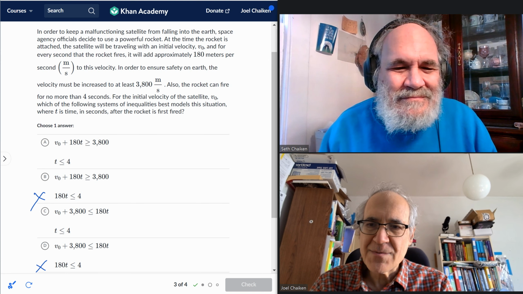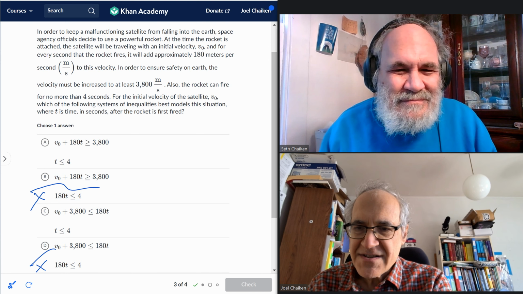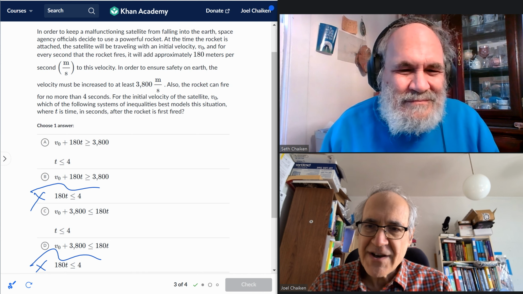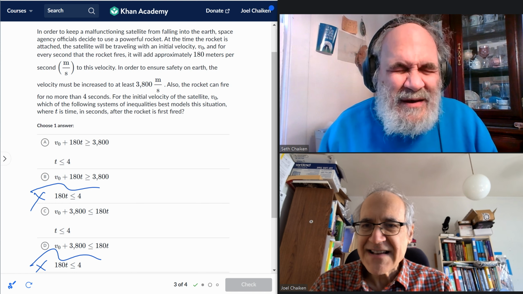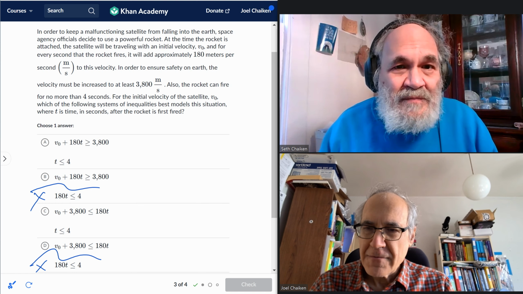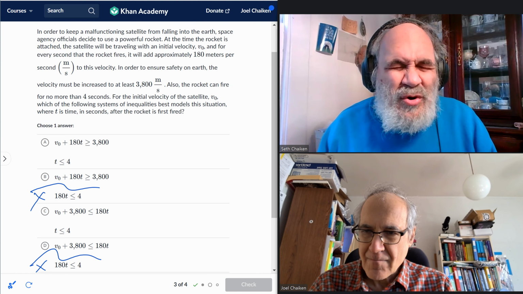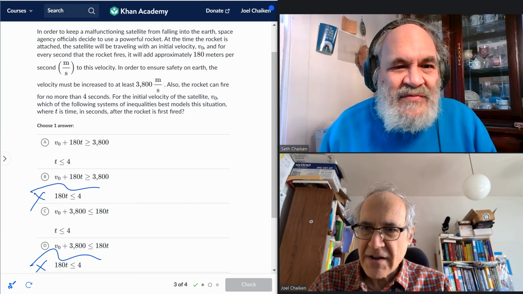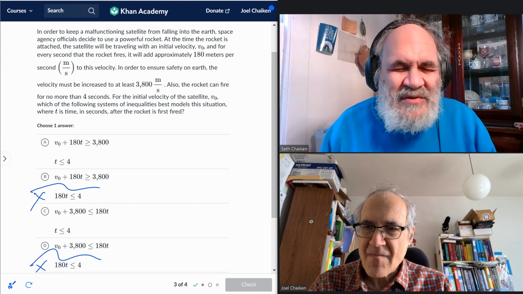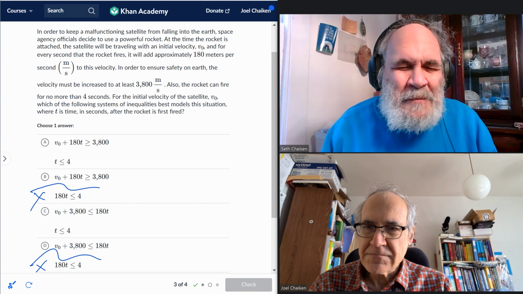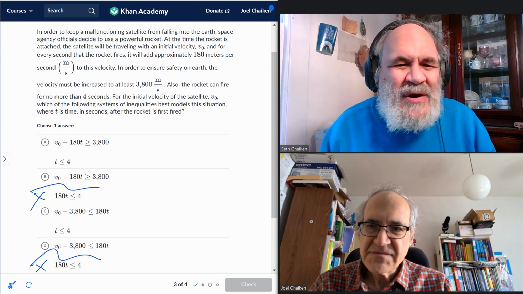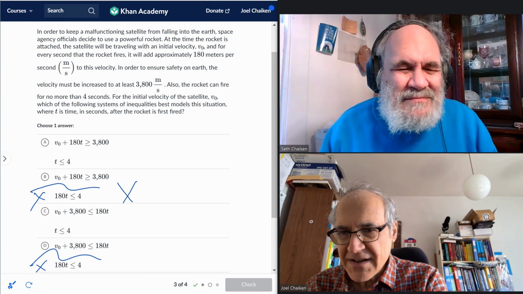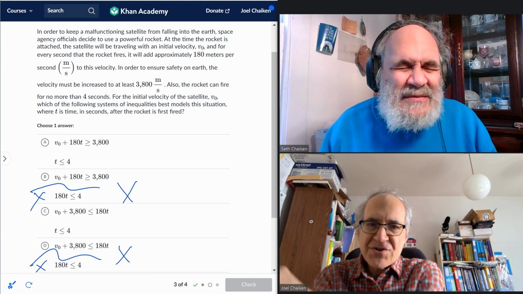What we need to do is figure out which system of inequalities models the situation. So t is less than or equal to 4. The also condition, the rocket can fire for no more than 4 seconds. T is the number of seconds for firing the rocket, so that condition is simply t is less than or equal to 4. Right, so we can immediately eliminate these. Good idea to start eliminating choices.